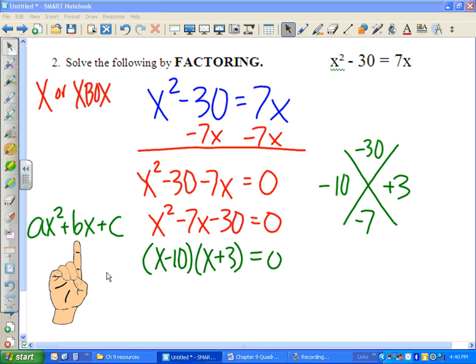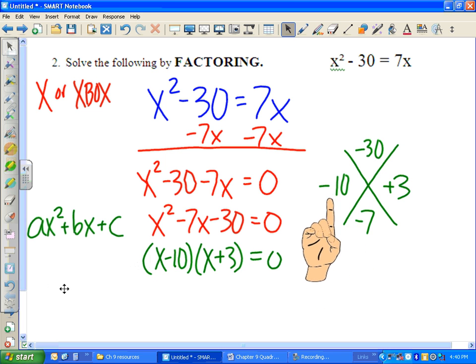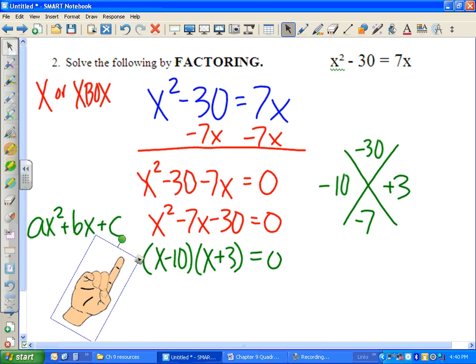Now one real quick review here. Remember, this number times this number has to give you this top one, and this number plus this number has to give you this one. And it does. Negative 10 plus 3 is negative 7, and negative 10 times positive 3 is negative 30. So that works. Now if you left your answer like this, sometimes on a state test, this is all they want. They just want to know what the factors are.